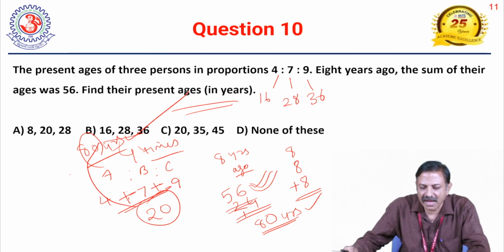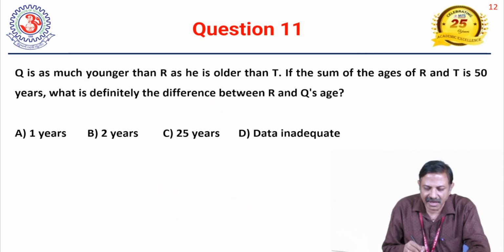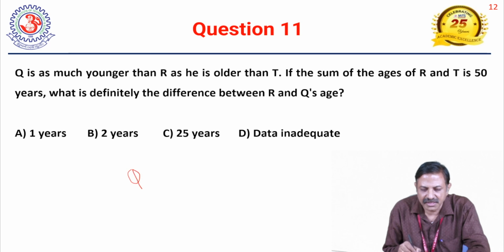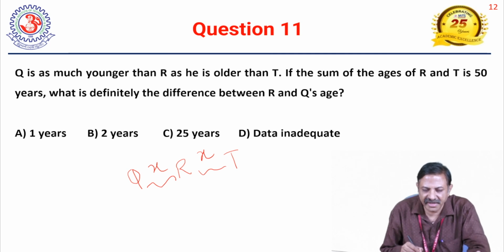Let us go to the last one. Next question. Q is as much younger to R as he is older to T. There are three persons. That means the gap between Q and R, suppose it is X, the gap between R and T will also be X. Sum of the ages of R and T.